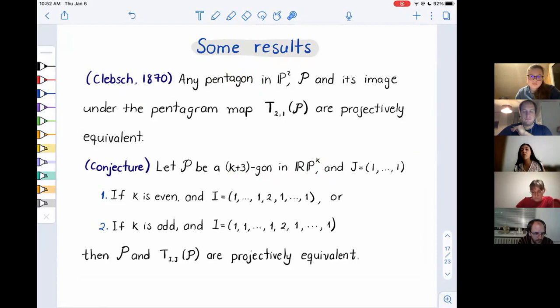Something that we found using a computer, a conjecture let's say, is that there are multi-indices J and I so that the k plus 3 gon and the image of that k plus 3 gon under the pentagram map are projectively equivalent. Again, this is a conjecture, it's not proved. However, the experimentation that was done with the computer supports this up to dimension 200. So that feels kind of solid.